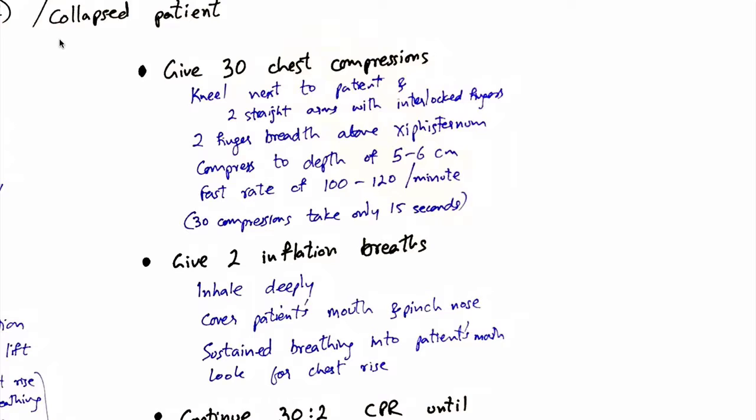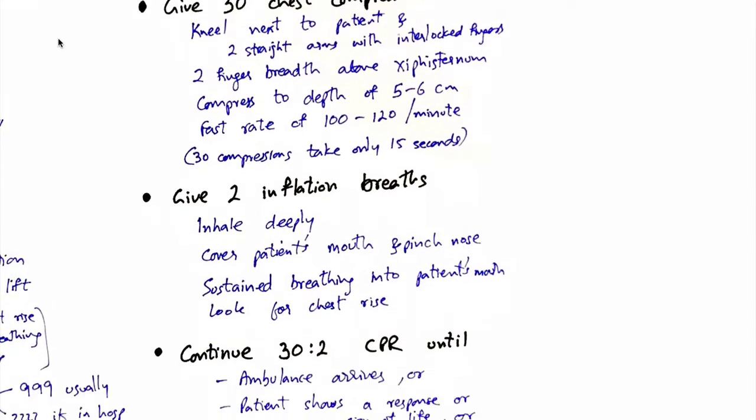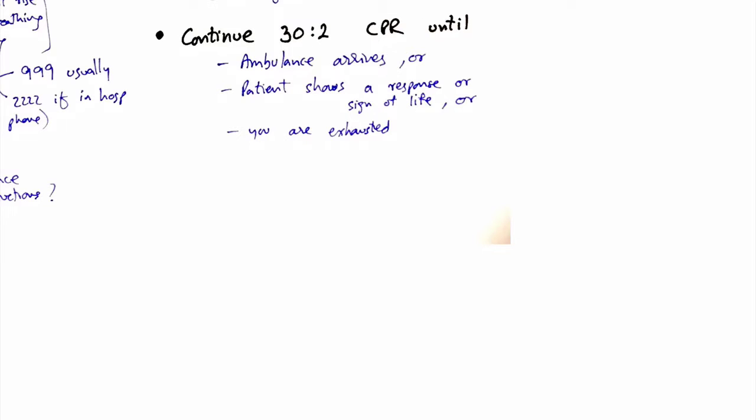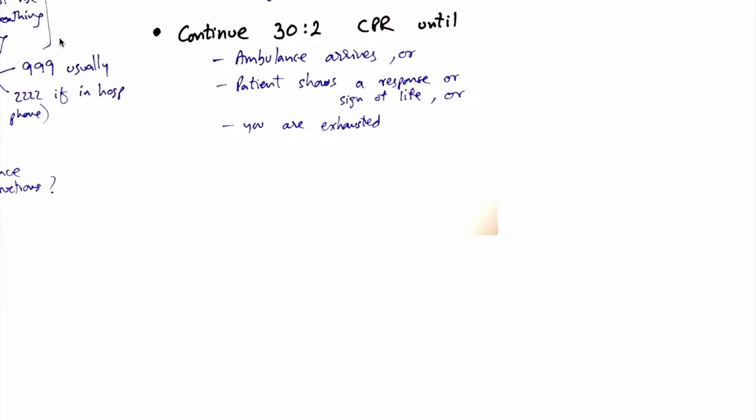After you have given 30 compressions, move on to give 2 inflation breaths. Inhale deeply, fill your own lungs, cover the patient's mouth and pinch the nose. Give a sustained 1 second breath into the patient's mouth. Look for a chest rise. Do it twice. Finally, continue 30 chest compressions and 2 inflation breaths CPR until the ambulance arrives, or if the patient shows any sign of life, or until you are fully exhausted.